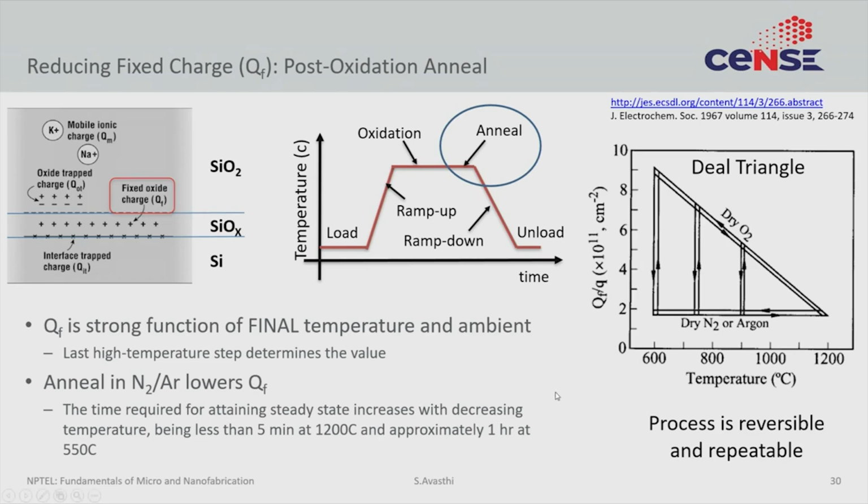As long as you add an inert anneal at the end of your oxidation recipe, you can always guarantee a low defect density irrespective of what temperature you are doing your oxidation at. So, add this anneal step and you will always have a low defect density. You would not have to worry about the temperature at which you are doing your oxidation. So, that is a very powerful result.